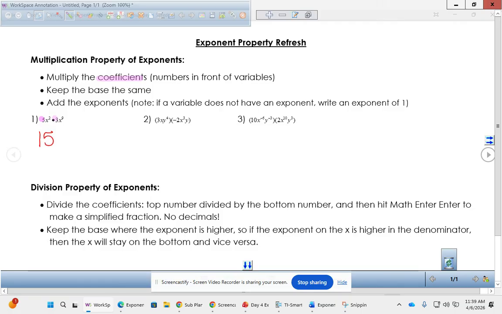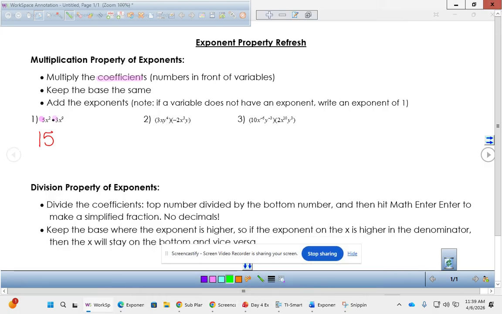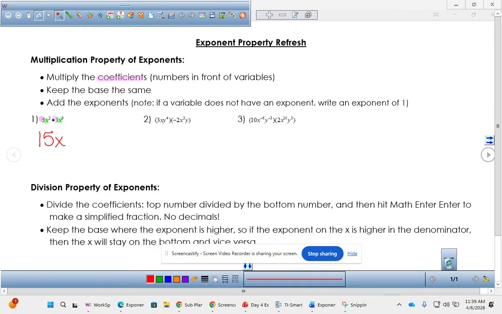I'm going to keep the base the same. The base in this case is my variable, which is x, and instead of writing that twice, I'm just going to write it once. And then I am going to add my exponents together. My exponents are my little numbers, which are my 2 and 9. So I'm going to add them together to get 11. So 15x to the 11th.